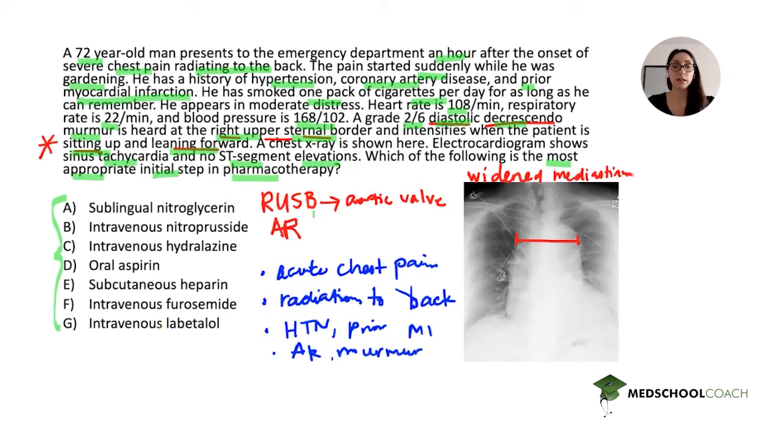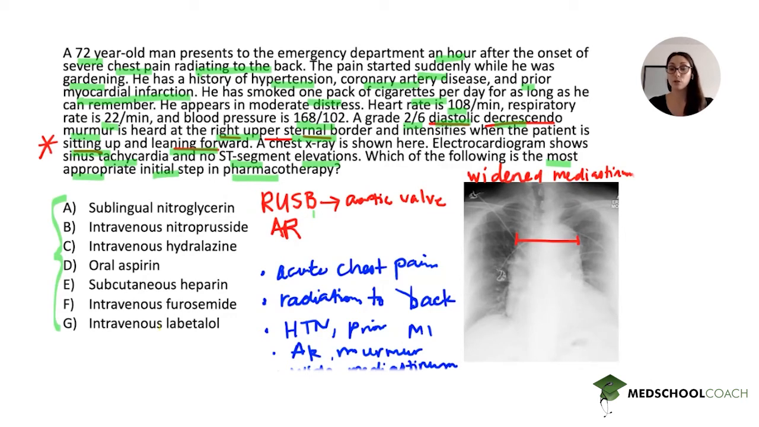And finally, we're given this chest x-ray with the classic finding of mediastinal widening. So when we're thinking about our differential for sudden onset acute chest pain, certainly MI in a patient who has coronary artery disease, several risk factors, and a prior history of MI is very high on the differential.